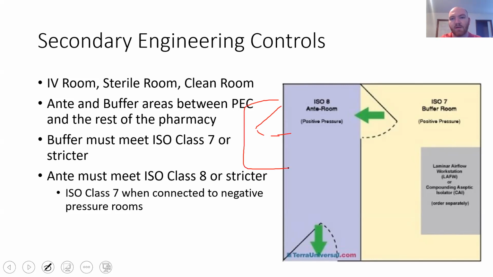The reason for that is air will get sucked from the ante room into your negative room. So you need to have a sufficiently clean ante room to maintain your clean space in the negative room. Now the negative room is a buffer room just like a positive room. So you need to have an ISO 7 in the room and an ISO 5 in your negative hood.